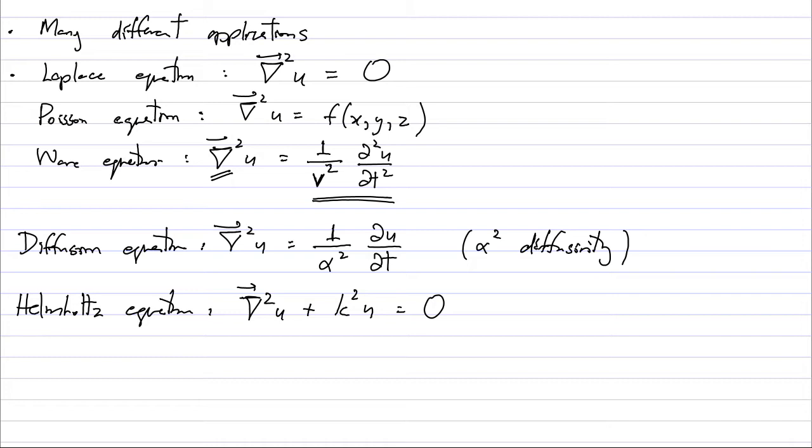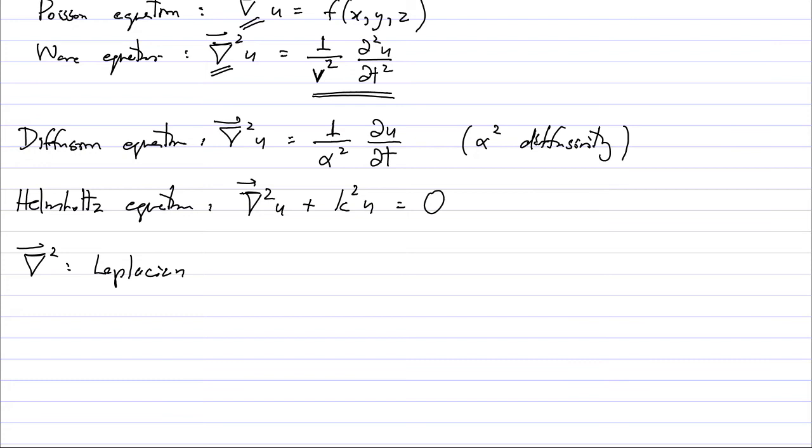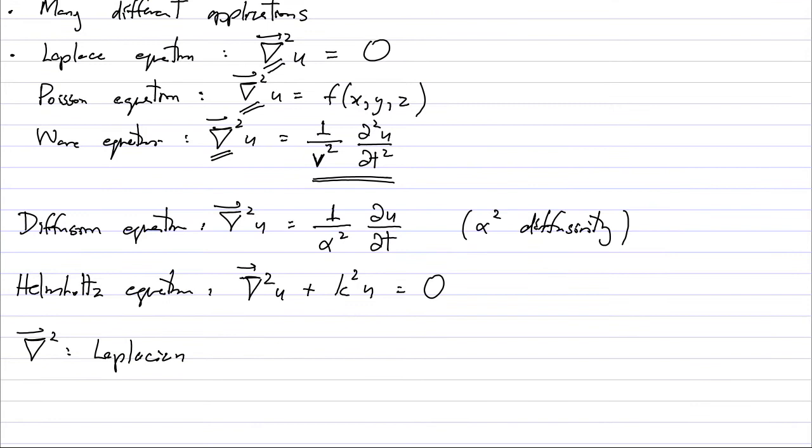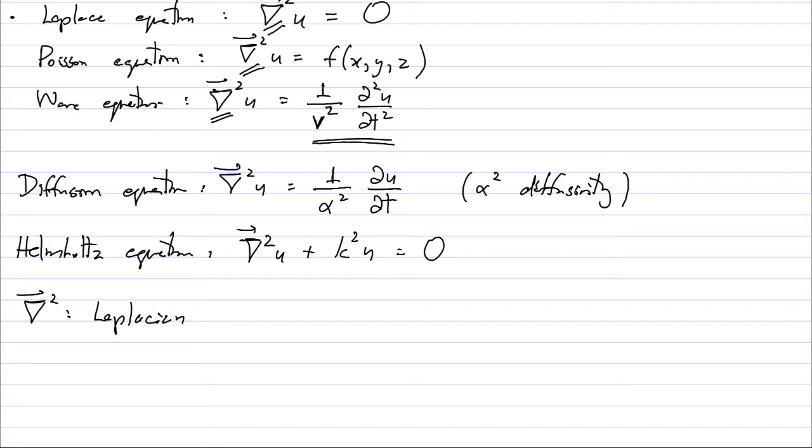So that's where we are. Now I need to explain the meaning of this strange symbol, del squared. This is the Laplacian. It contains partial derivatives, which is why the Laplace equation, the Poisson equation, the wave equation, the diffusion equation and the Helmholtz equation are all partial differential equations. Essentially, the Laplacian is the divergence of the gradient.